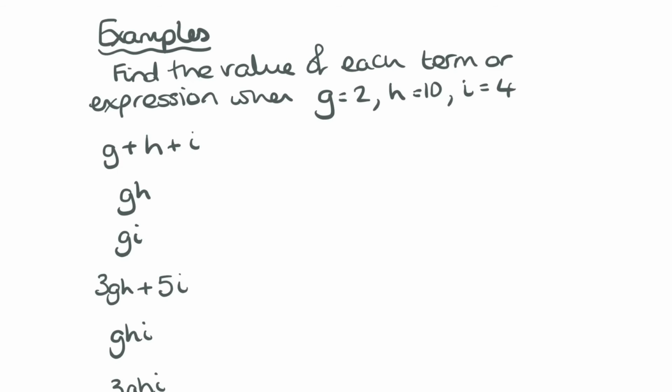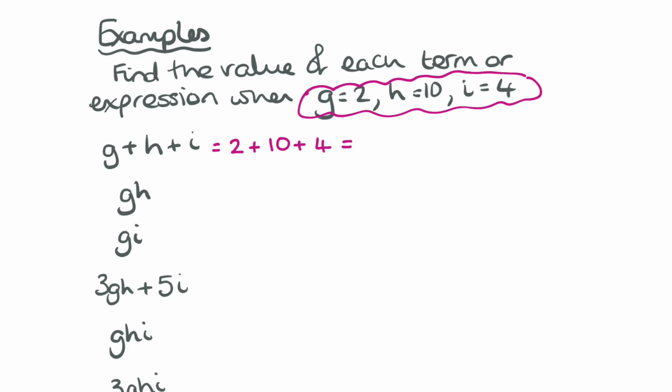Now we're going to practice that a little bit. Find the value of each term or expression when G is 2, H is 10, and I is 4. So here's our information that we're going to use. G plus H plus I, we're just substituting, remember, so we're swapping out the G for a 2, the H is a 10, and the I is 4. So we're doing 2 add 10 add 4 is 16.